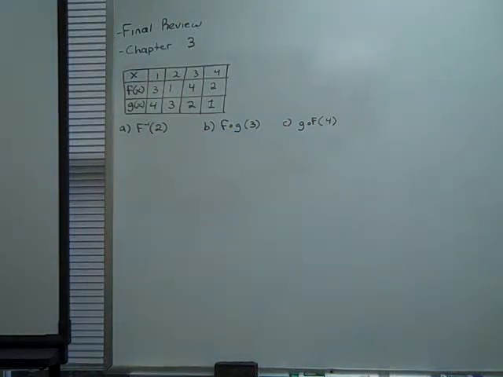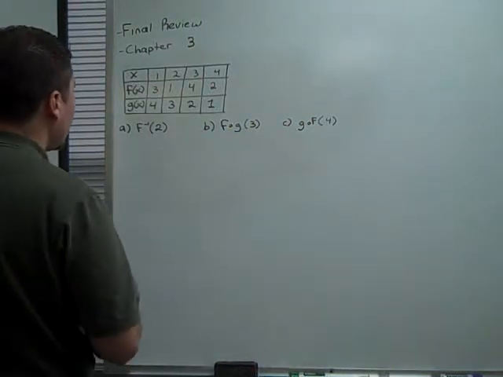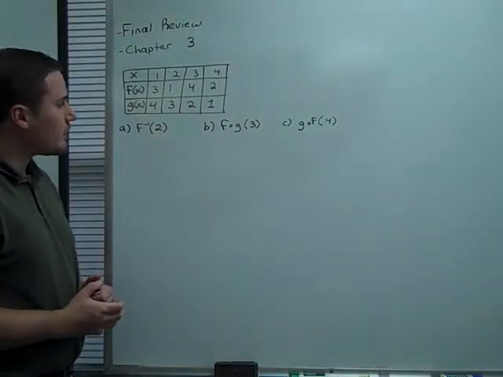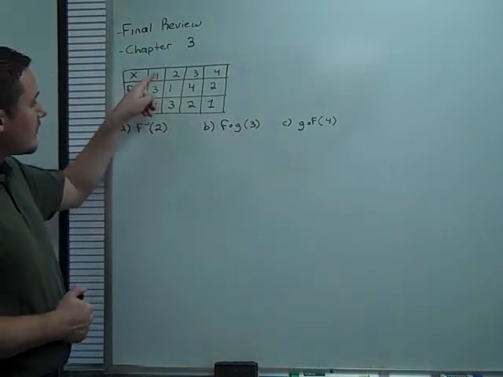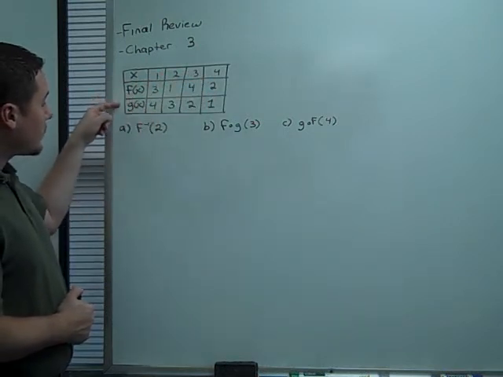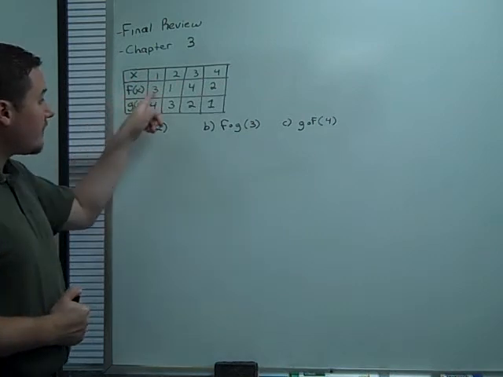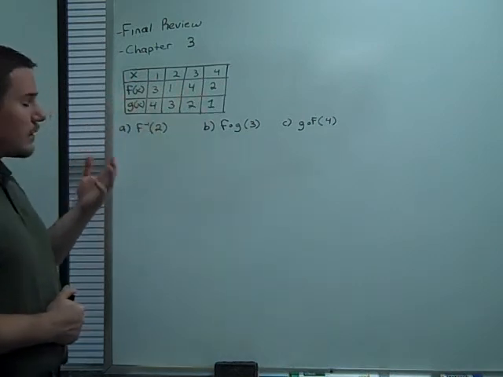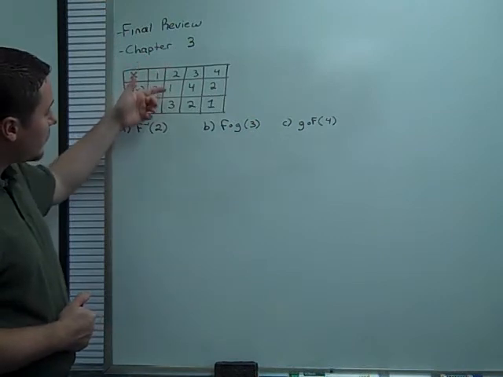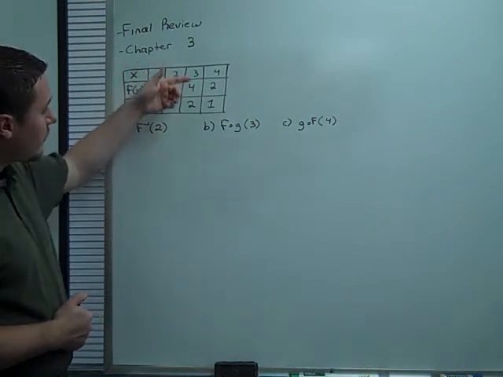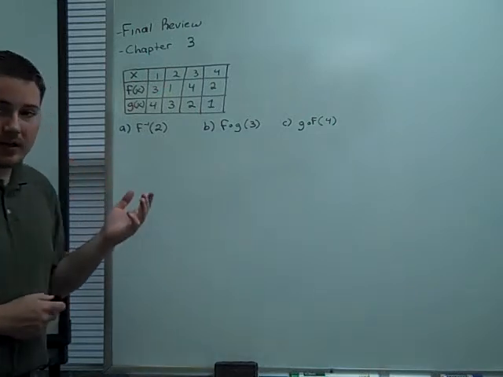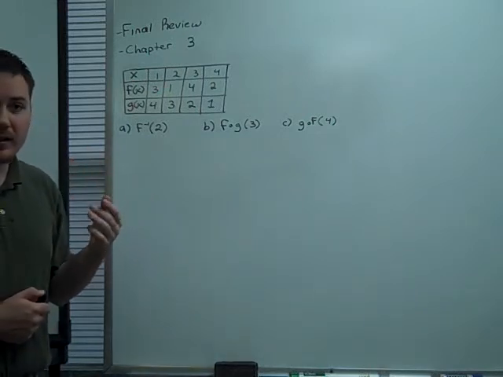Alright, for our next problem, in chapter 3, we are given a table-valued function where our x values are provided as 1, 2, 3, and 4, and our two functions, f of x and g of x, have their values given accordingly. The way we would read this is that f of 1 is 3, f of 2 is 1, f of 3 is 4, and so on.